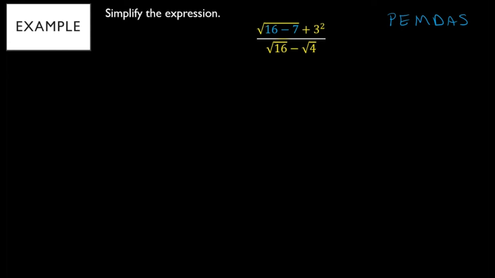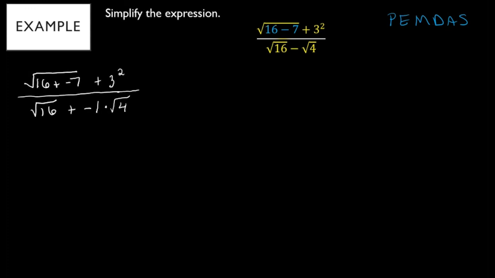So what I'm first going to do is rewrite my subtraction as adding a negative just to get into that habit. So I've got the square root of 16 plus negative 7. Then I have my plus 3 squared over the square root of 16 plus a negative square root of 4. And that negative is really a negative 1 times the square root of 4. And I'm going to write it that way specifically because that will be helpful in a couple weeks when we start doing simplifying radicals. And you will have negatives in front of these things, and you need to understand that it's multiplied by that. So it may seem silly now, but it's going to be helpful in a couple weeks. So I'm going to turn that negative into a negative 1 there times that square root.